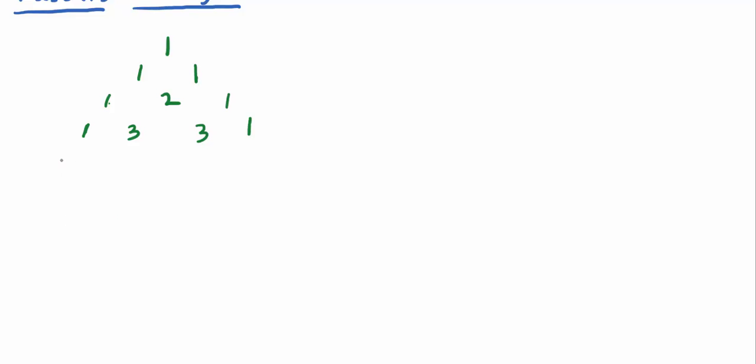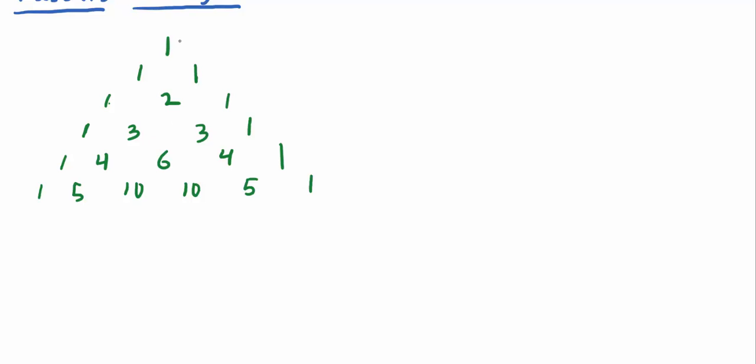And then what would the next row be, number-wise? 1, 4, 6, 4, 1. And let's do one more just for fun. 1, 5, 10, 10, 5, 1. Does everybody see how the triangle is generated?